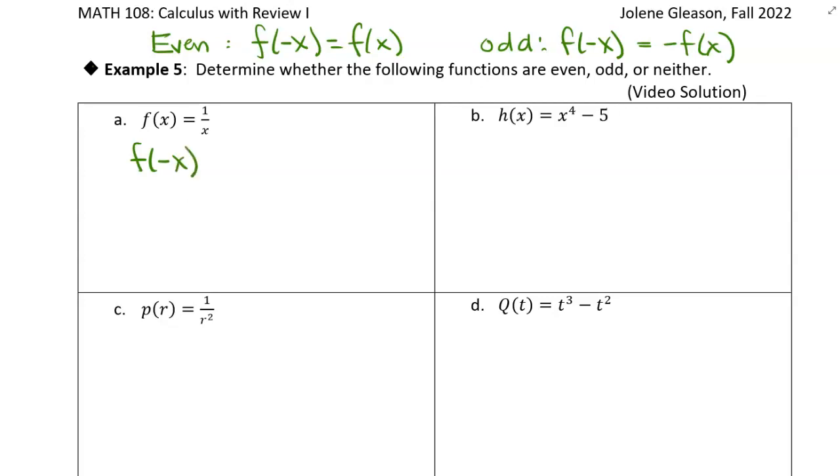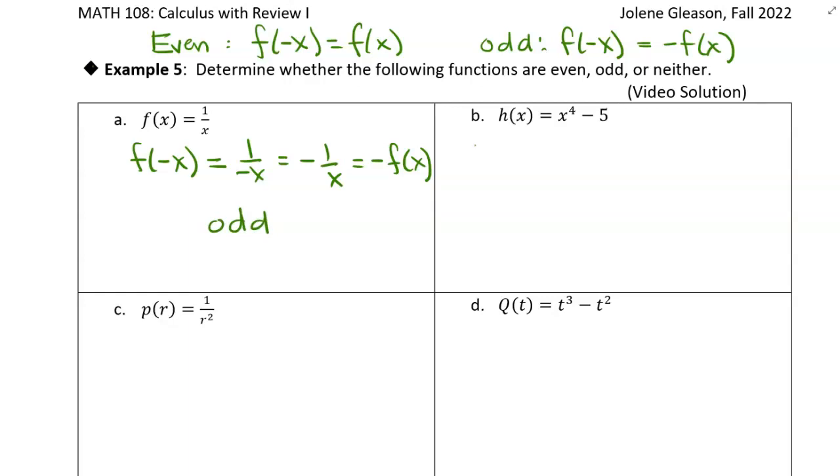So f of negative x in this first case, if we just replace x with negative x, we get 1 over negative x, which is the same as negative 1 over x, which is negative f of x. So f of negative x is equal to negative f of x. The reflection across the y-axis is equal to the reflection across the x-axis. So this is an odd function.